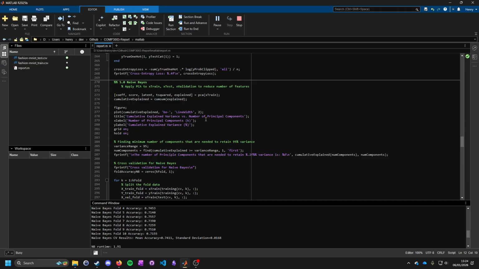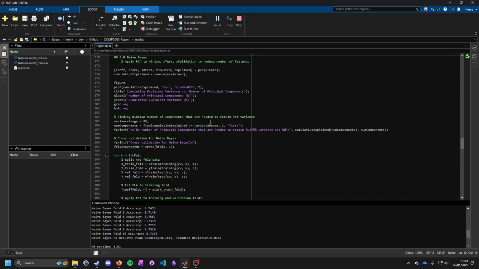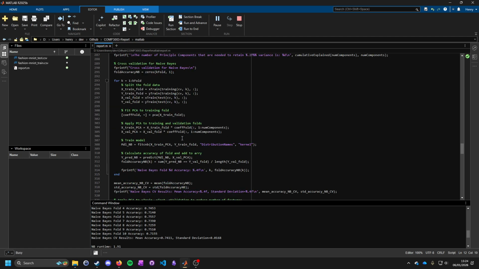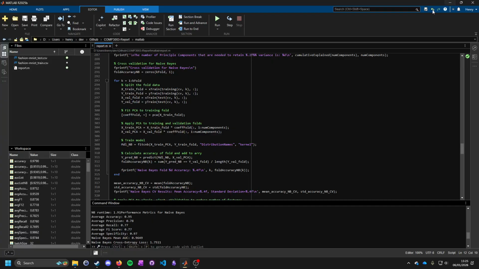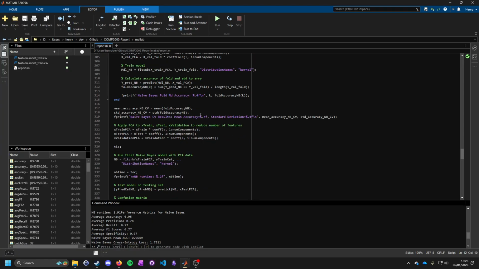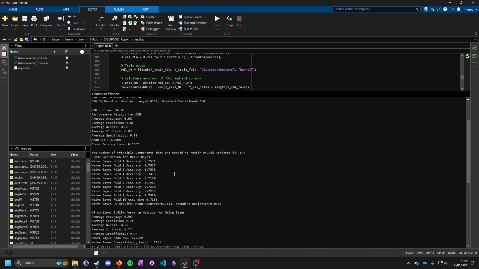For naive Bayes, PCA was done to reduce the dimensionality as it took too long to run the model. This was done by calculating the cumulative explained variance, which maintains a range of 95%, following a similar structure to the K-folds. For each of the 10 folds, split the data, fit PCA to the training fold, apply PCA to the training and validation folds to reduce their dimensionality, train the model using the kernel distribution, and then calculate the accuracy of each fold, calculating the mean accuracy and standard deviation of all the folds, which is seen here.